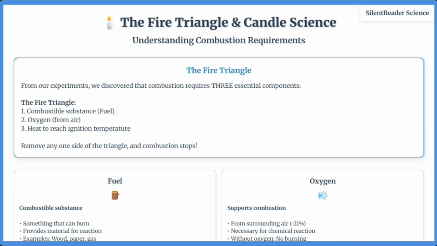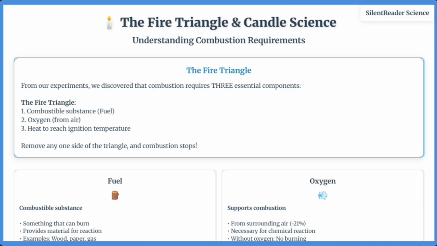Now let's understand the fire triangle, the three essential requirements for combustion. First, we need a combustible substance or fuel, something that can burn like wood, paper, or gas. Second, we need oxygen from the air to support the chemical reaction. Third, we need enough heat to reach the ignition temperature of the fuel. Remove any one of these three, and combustion stops. This explains why fire extinguishers work. They might remove oxygen, cool below ignition temperature, or separate the fuel.